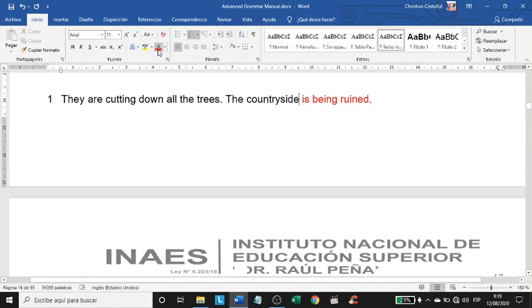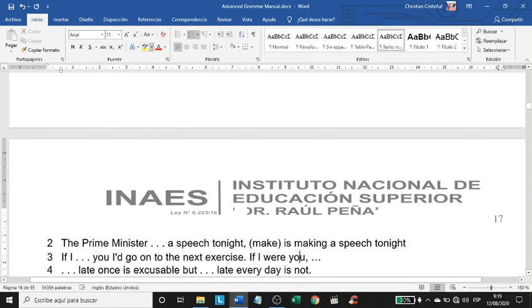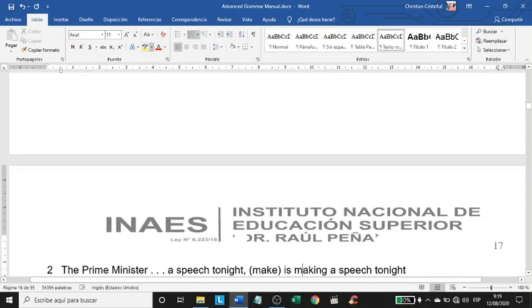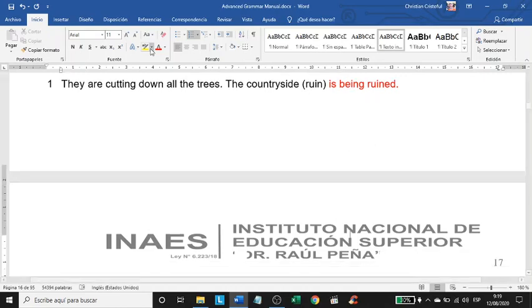Ruined here. Like this. The country is being ruined. Why is it being ruined? Because they are cutting down all the trees now, in this moment. So in this moment the country is being ruined. In the moment that we're speaking.